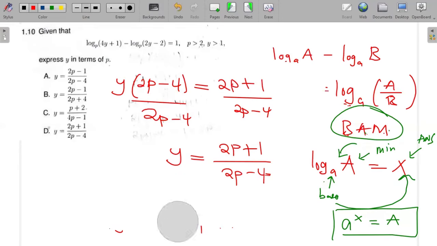So we check on our options. We see that this answer is option D. So we are going to select D as our best answer. Okay, so any questions there?